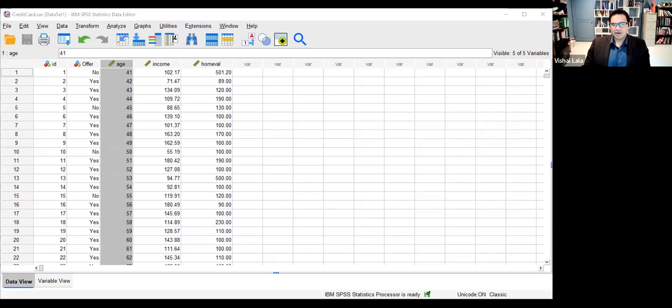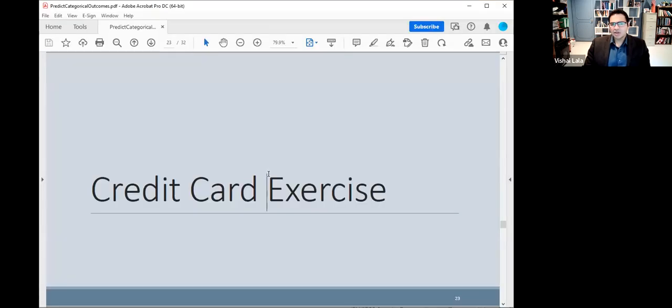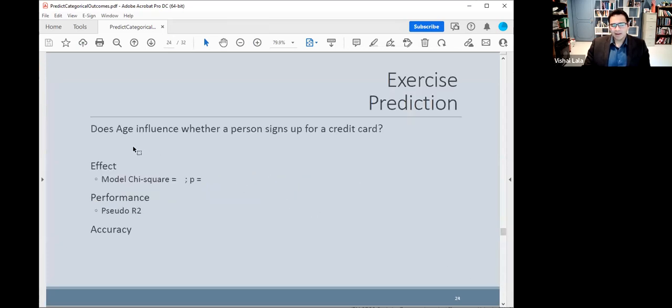Before that, let's take a look at our question. The question we are examining is, of course, whether somebody's age has a bearing on whether they sign up for a credit card offer or not. That's our main goal here. We want to see again, is somebody's age tied to whether or not they sign up for a credit card. We have available with us a couple of different metrics.